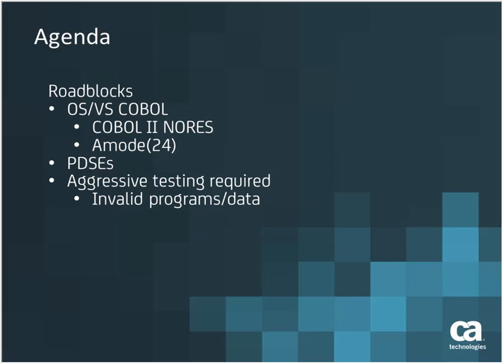So now we're going to move into why migrating can be so hard. There's really 3 significant roadblocks that we've seen clients run into. The first I'll talk about is unsupported compiler releases. There's a lot of OSVS COBOL out there in the field, and if you're going to use COBOL 5, you cannot mix COBOL 5 and OSVS COBOL. That's no longer supported. The same is true with COBOL 2 programs that compile with the NORES option.